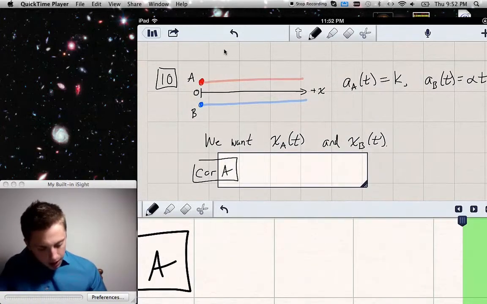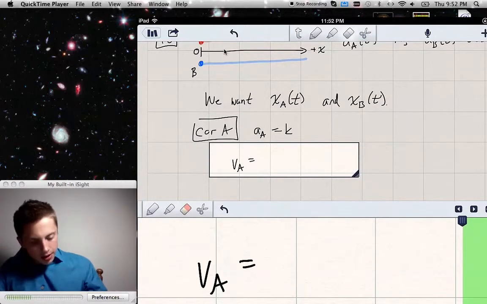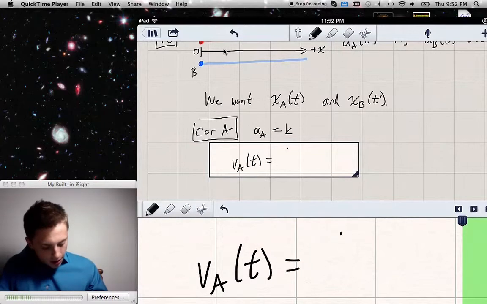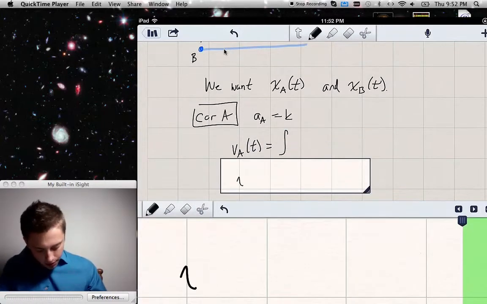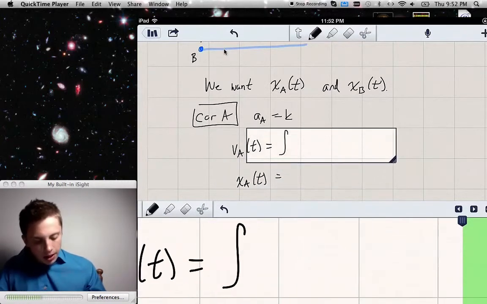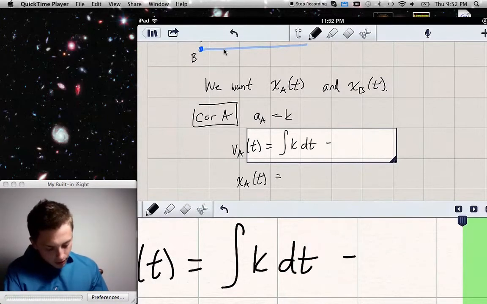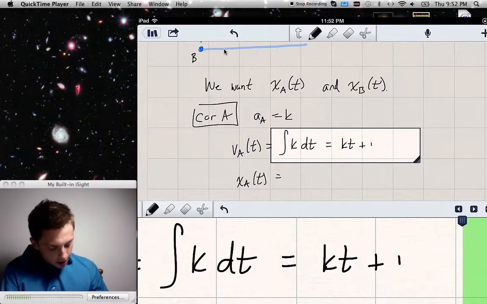Okay, so we start with the acceleration. To get the velocity of car A as a function of time, we integrate. We're not so interested in it. We're interested in the position, x_A, where we'll integrate the velocity to get it. First, we need to integrate the acceleration. We're integrating a constant, so we get kt plus the initial velocity.